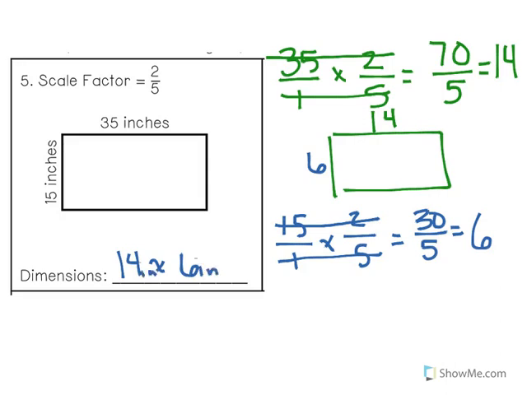To check my work, I know the scale factor is less than 1. So that tells me my answer should be smaller than what I started with. And if I notice, my dimensions were definitely smaller than what I started with. So I had a reduction. Let's do one more problem.